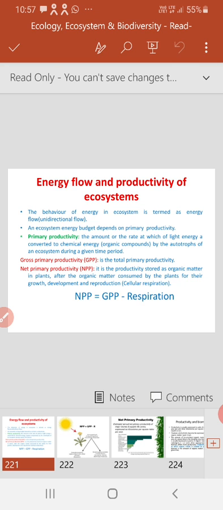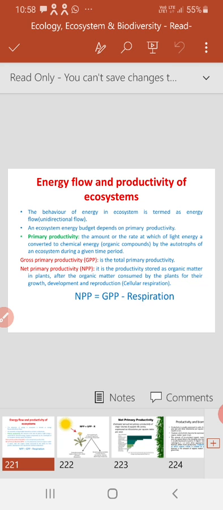Primary productivity is further divided into two types: one is gross primary productivity, another is net primary productivity. GPP is actually the total primary productivity. That is, in a particular time period, in a particular available space, the total amount of photosynthesis, or the total amount of energy transformed. That is, radiant energy is transformed to the chemical energy of the food. That is called gross primary productivity.